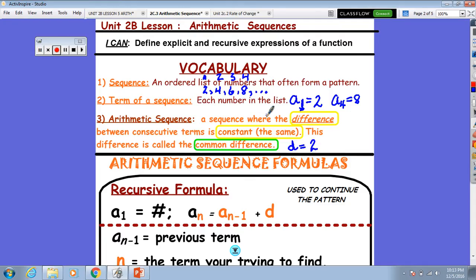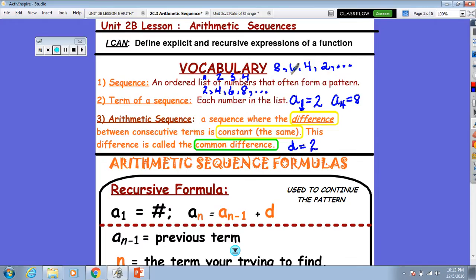Now, if you had to subtract 2 to continue the pattern, let's say I gave you the numbers in the reverse order, this would still be arithmetic. Arithmetic means you can continue the sequence by either adding or subtracting, okay? If you multiply or divide, it is not arithmetic. Only addition and subtraction work for an arithmetic sequence.